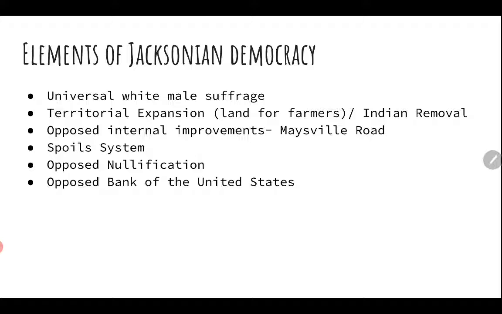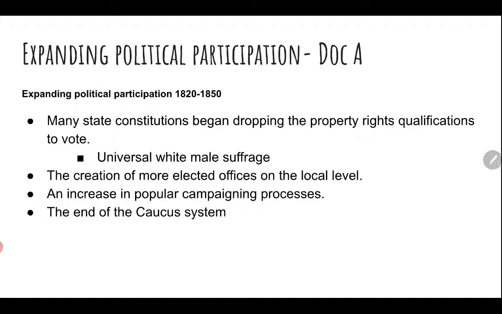Some of these things about Jacksonian democracy, what we're basically going to be going over is universal white male suffrage, territorial expansion, and Indian removal. The fact that Jackson opposed internal improvements, including the Maysville Road, the spoils system, nullification, and opposing the national bank. So this is what makes Jacksonian Democrats. So the first thing we're going to look at is political participation. That is exemplified in Doc A.